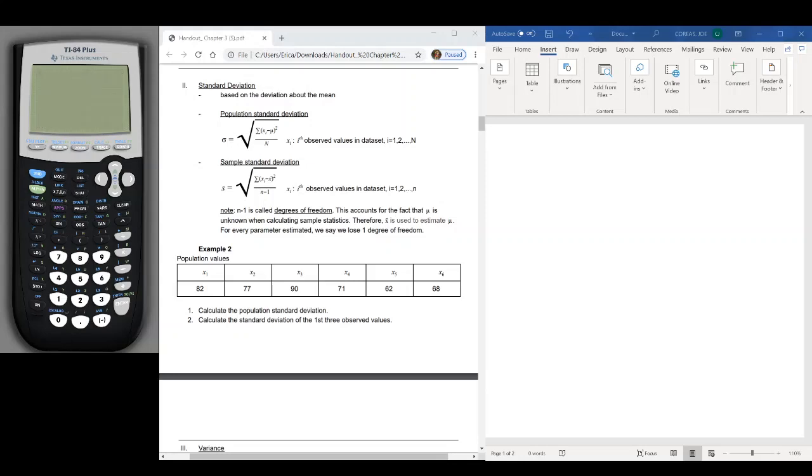So setup is stat, calc, 1-Var Stats. If you have the TI-83, remember you want to hit 2nd and 3 on the keypad. Here we'll do the same. Frequency list, leave blank, and then we'll calculate.